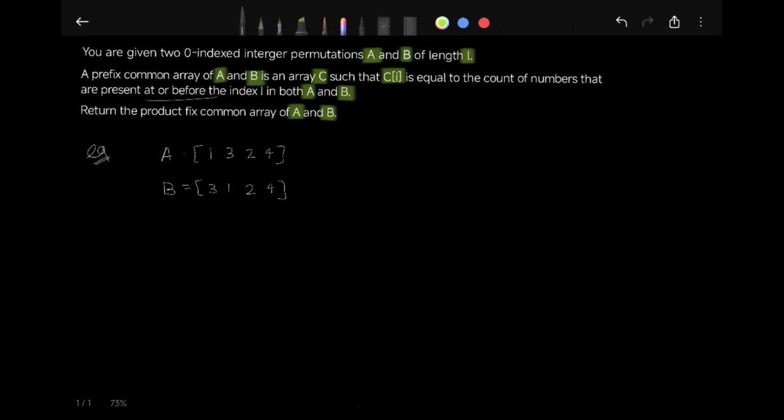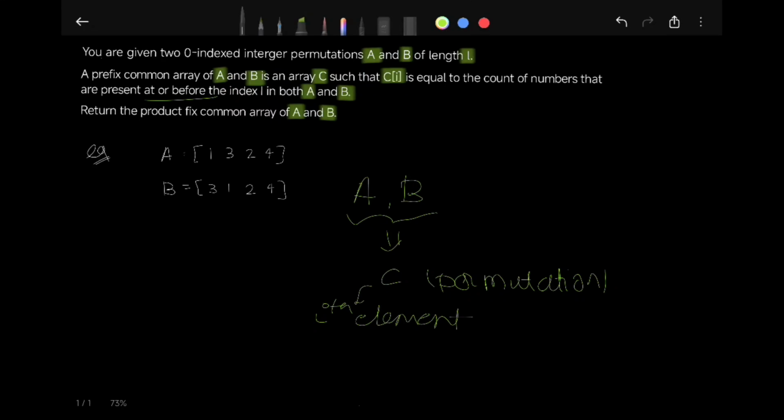So what the question states here is that we are given two arrays, or we can say two permutations in math. We are given two arrays A and B, and we have to construct from these arrays an array C, or a permutation C, such that the ith element of C is the count of numbers that are present at or before the index i in both A and B.